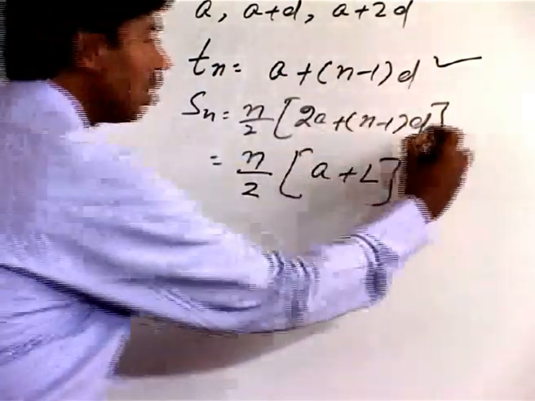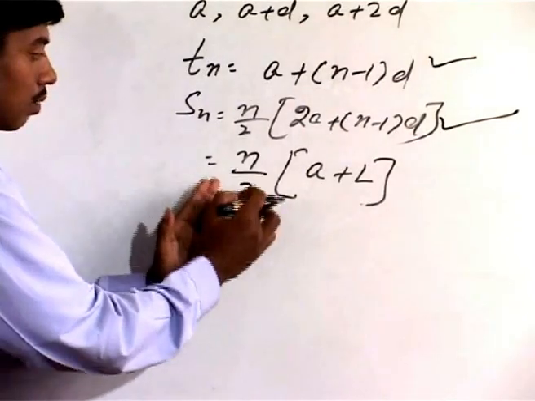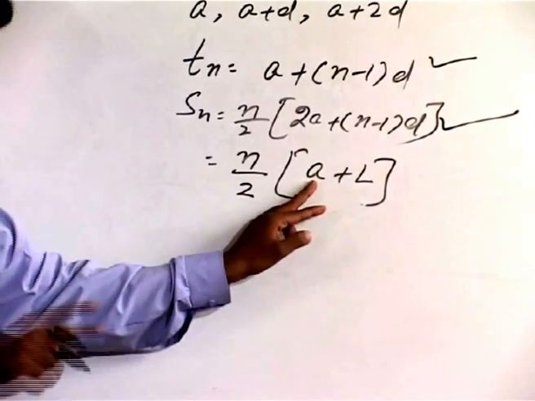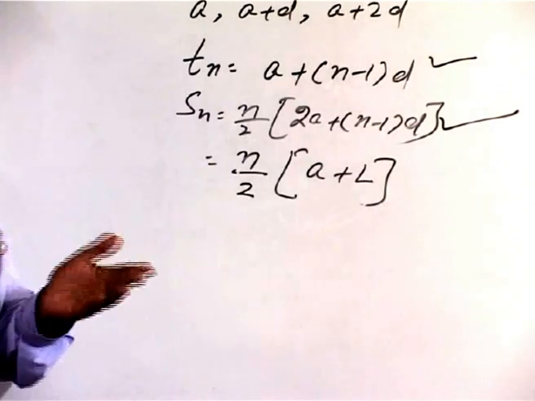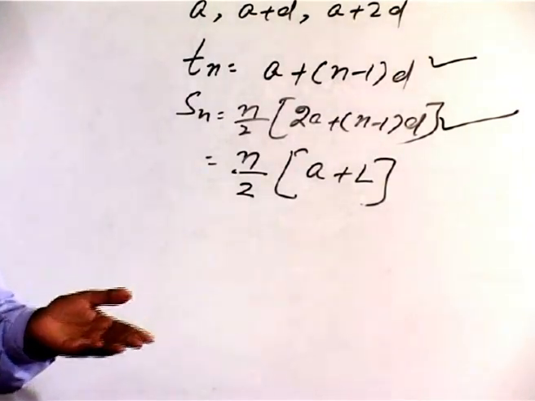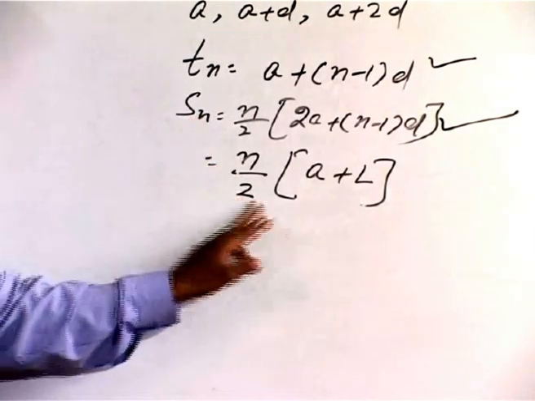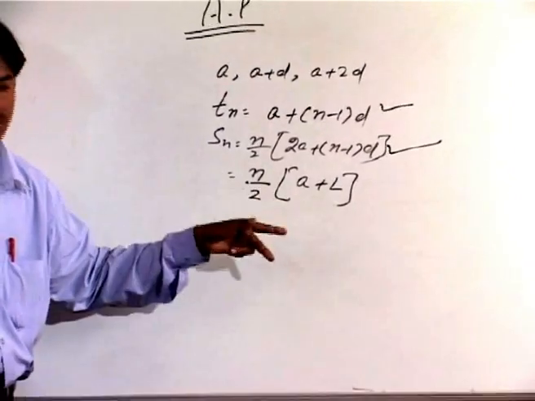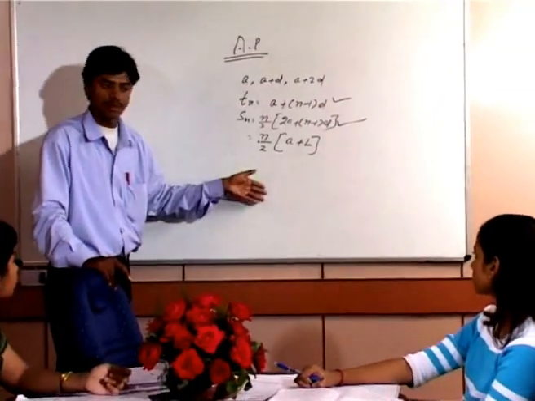So basically this formula is derived as a shortcut, n by 2 into a plus L, and it is applied when you know the first term, last term and the number of terms, without the help of the common difference. If you don't know the common difference, then you can find the sum using this formula. Is that clear? Yes, sir. So these are the two basic formulas which you apply in this chapter.